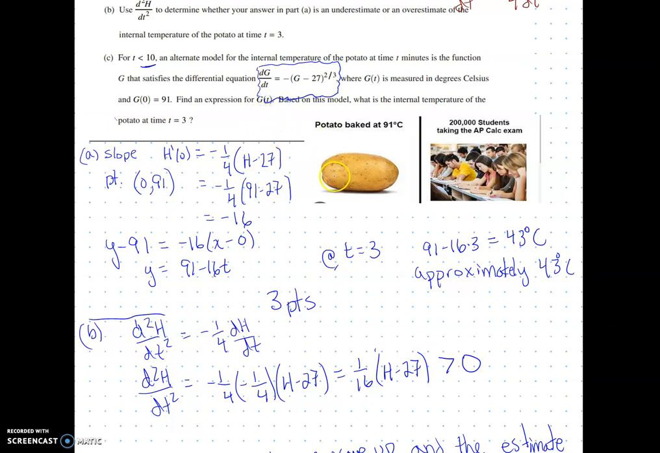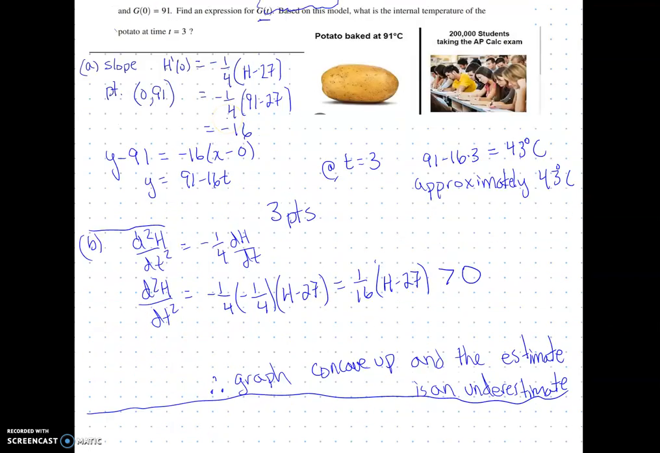They're saying, forget about that dh/dt, let's use dg/dt, where g of t is measured in degrees Celsius and g of 0 is equal to 91. So still the same initial condition. Find an expression for g of t. Based on this model, what is the internal temperature of the potato at time t equals 3? So we're going to find an expression, and then we're going to try to plug in.